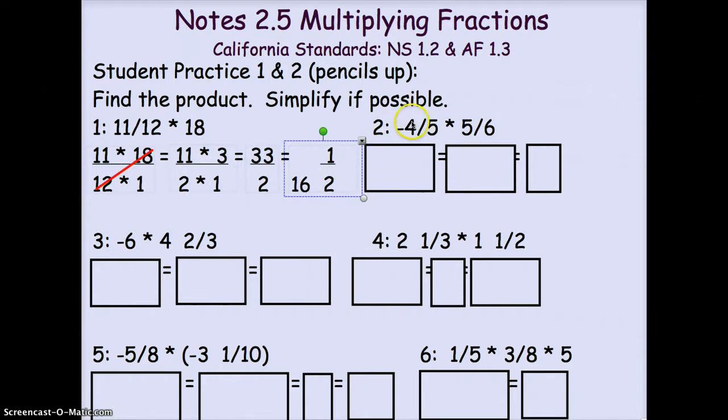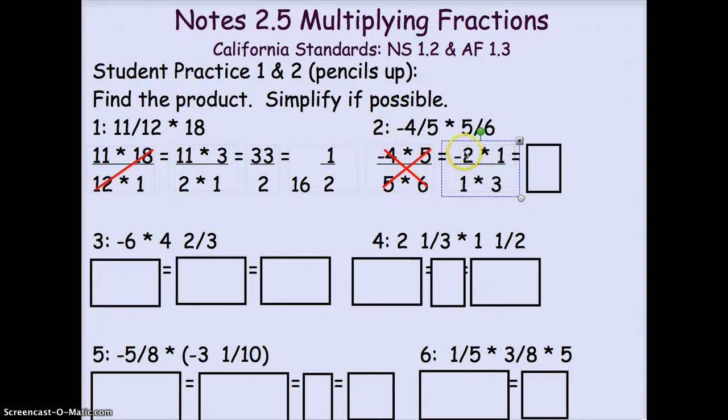Problem number 2. Negative 4 times 5 and 5 times 6. Notice I have a 5 in the numerator and denominator. They can cancel out. The negative 4 and the 6 are also both divisible by 2, so this becomes negative 2 and 3. Now it's nice and easy. Negative 2 times 1 is negative 2. 1 times 3 is 3.